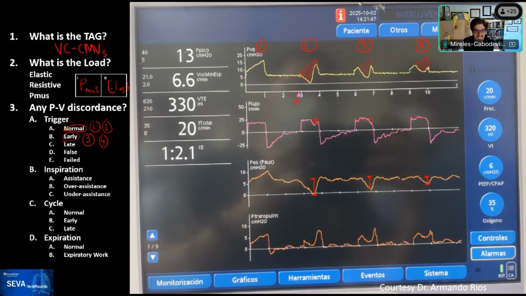Rob, comments? Nope, that's exactly it. So I would ask the team now that you have seen this, and again, you need to treat the early trigger. How would you treat this patient? What strategies are you thinking of as you see this?